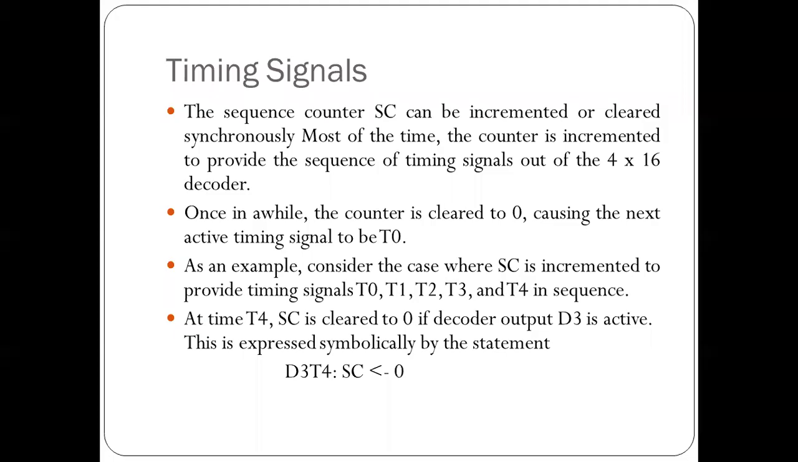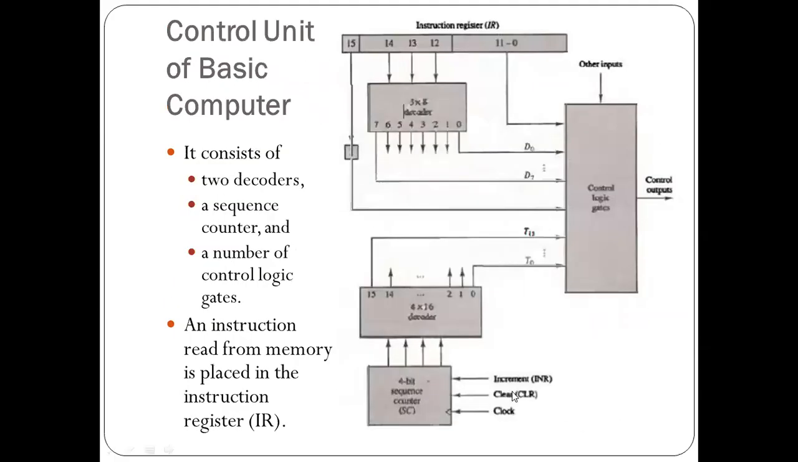But at any stage, if you want to start the counter again from T0, I can use the control input clear, by which the sequence counter can be cleared. So if your instruction is finished after 4 time states, you have to start again from T0. I can apply this clear input so that it restarts generating the timing sequence from T0. That is the clear input, which helps to restart the operation.